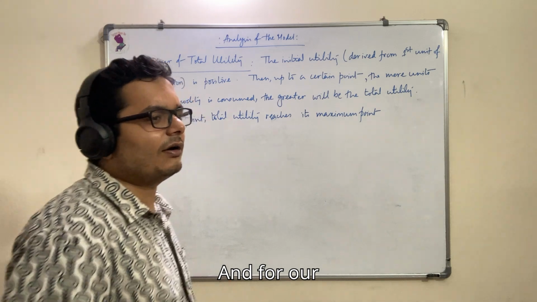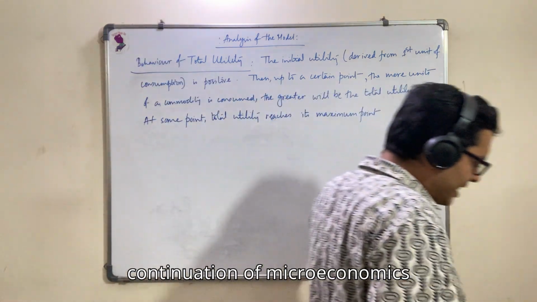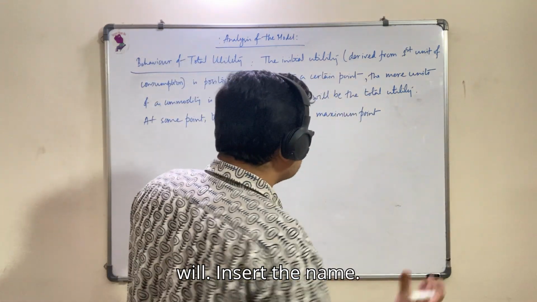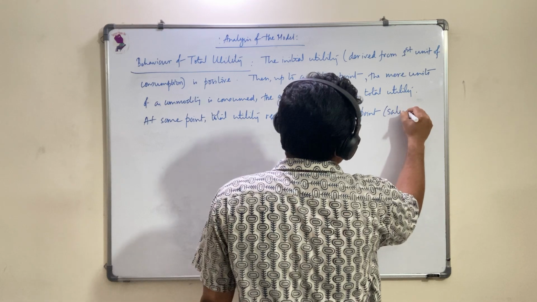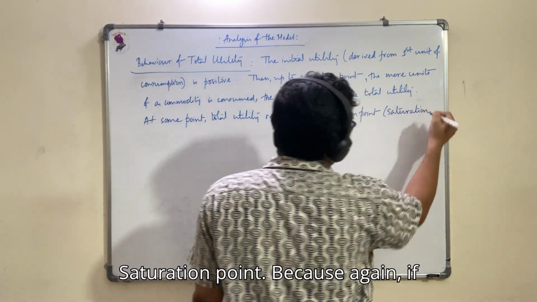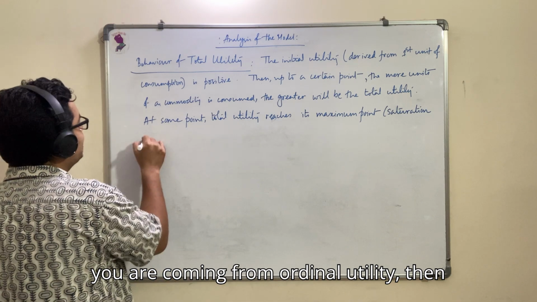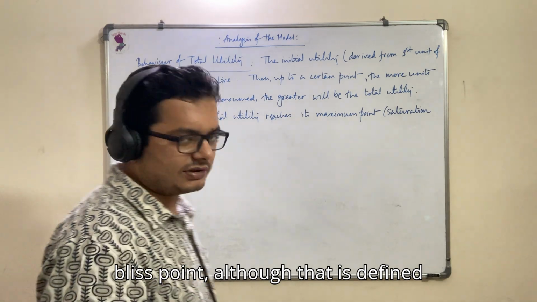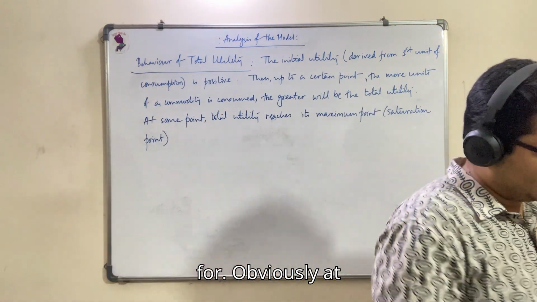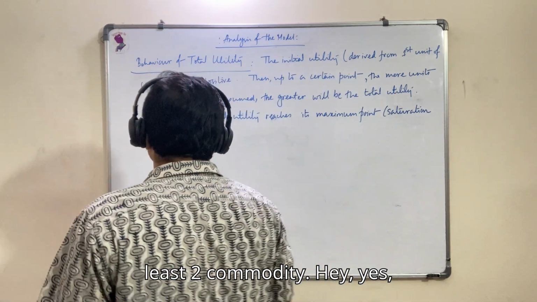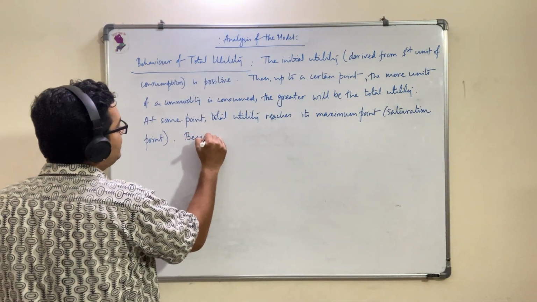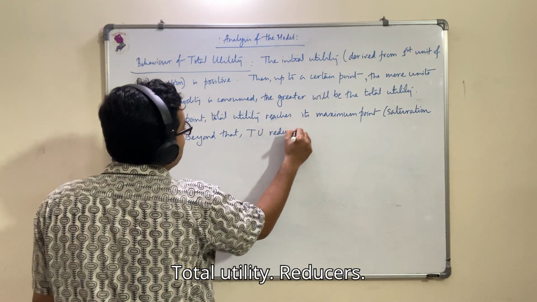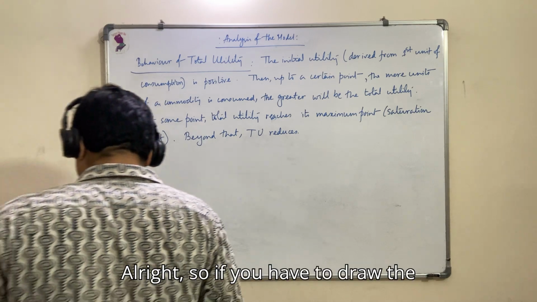and for our continuation of microeconomics classes in future, we will insert the name saturation point, because again, if you are coming from ordinal utility, then you know that there is something called a bliss point, although that is defined for obviously at least two commodities. Anyways, beyond that, total utility reduces. All right.